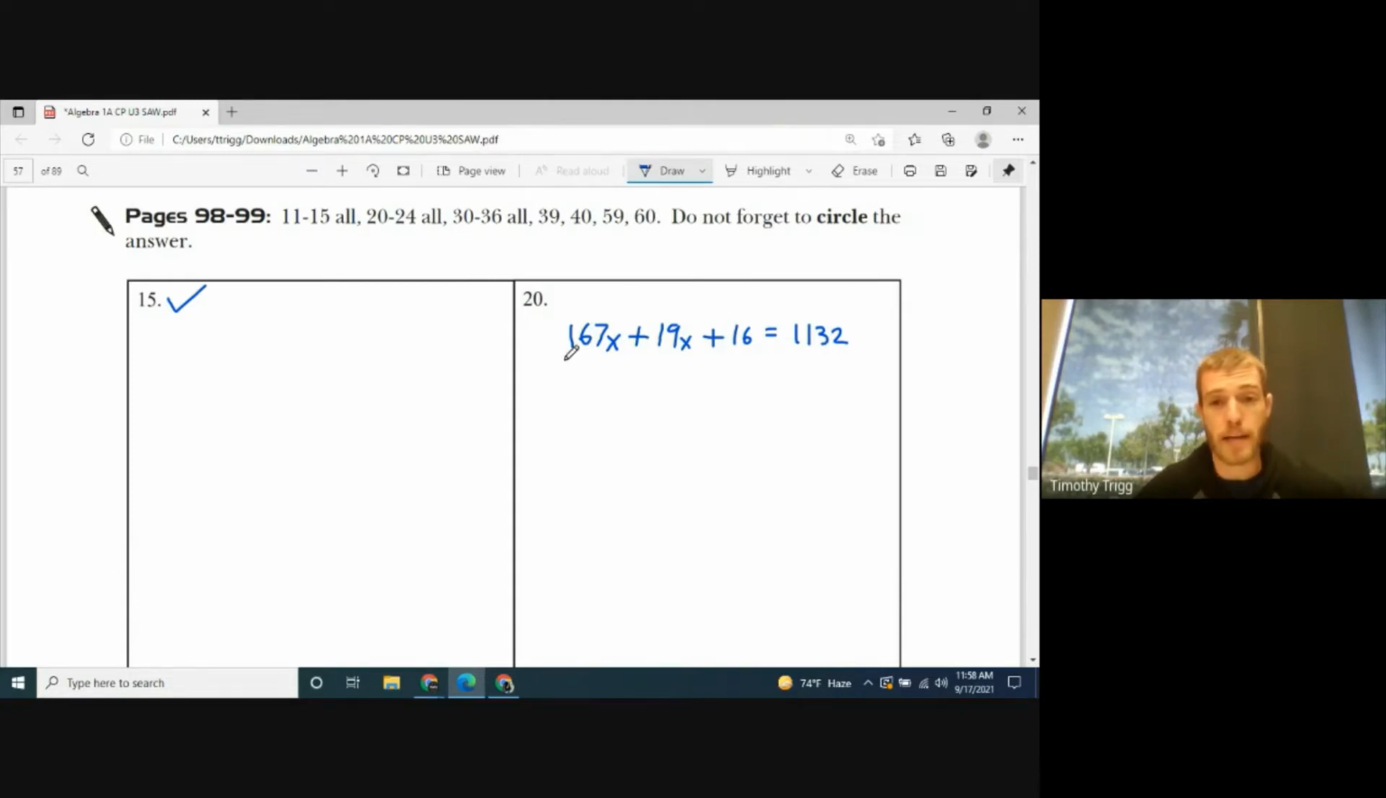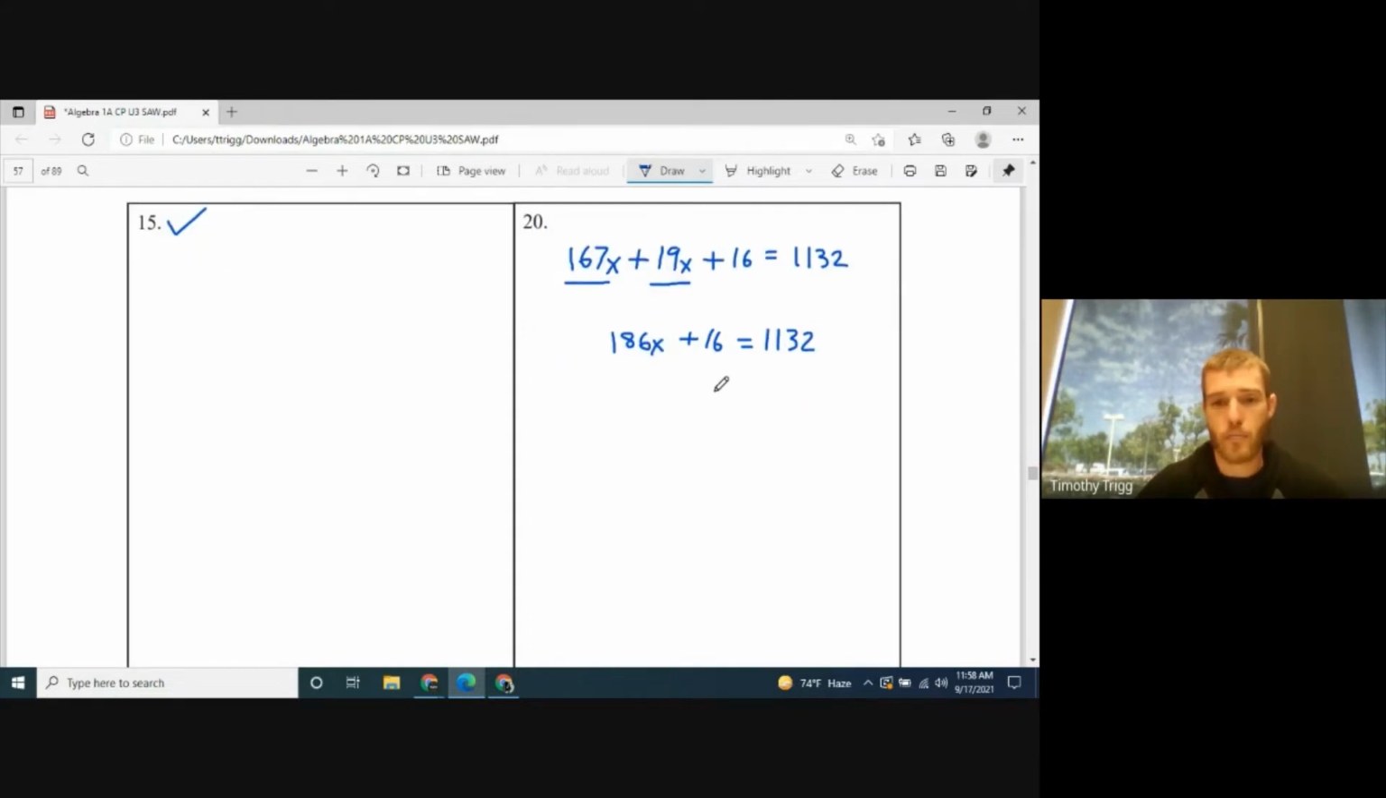Okay. So hopefully you can see how to solve this. What I would do first is combine the 167x plus the 19x. So that would give us 186x. Here we still have a plus 16, and then 1,132 over here. What do you think we do next? Well, what I would do next is subtract 16 from both sides of the equation. This will help us get x by itself. So we have 186x equals 1,132 minus 16 gives us 1,116.